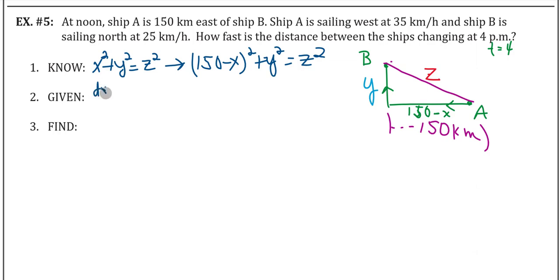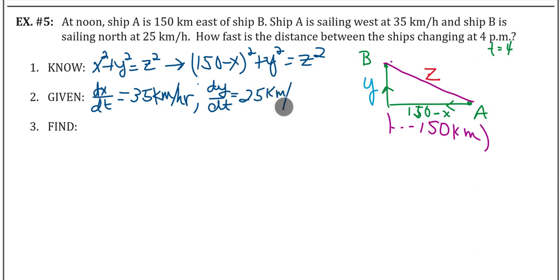We know dx/dt, that's how fast ship A is moving. It's moving at 35 kilometers per hour. And we know the change in ship B, that's its speed, is 25 kilometers per hour. And then we also know that t is 4. We're going to need that as well, after 4 hours.